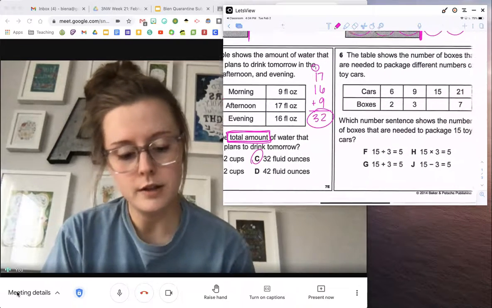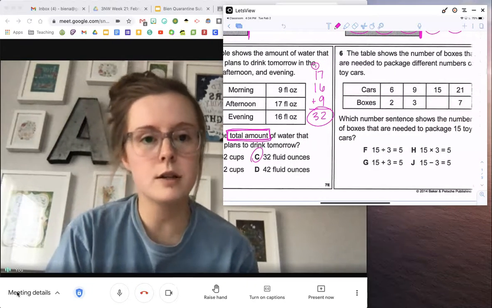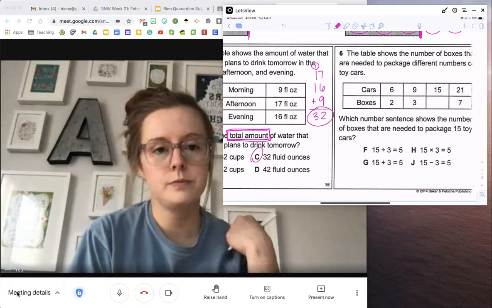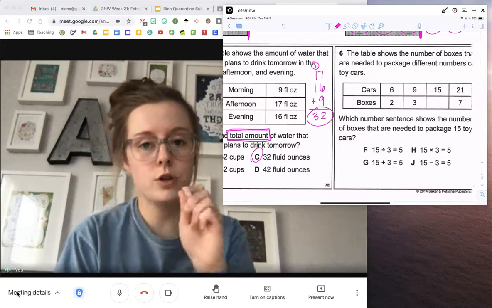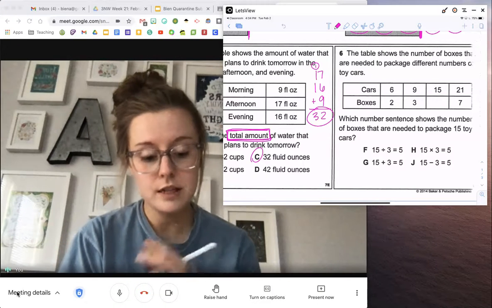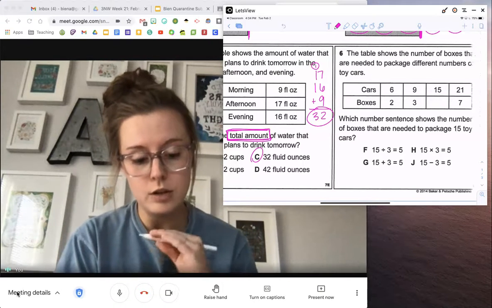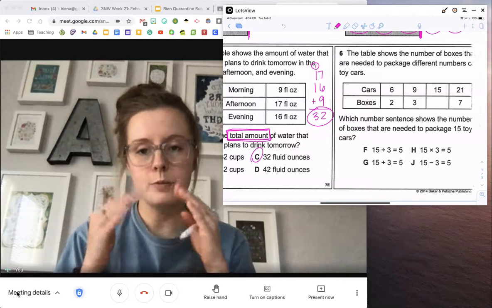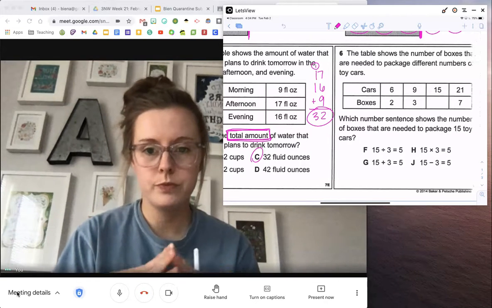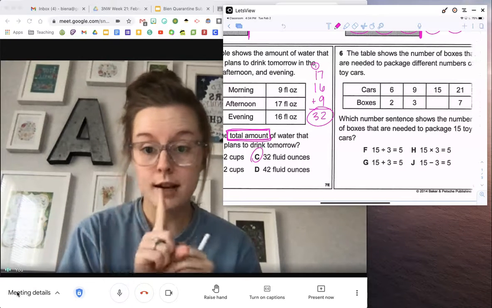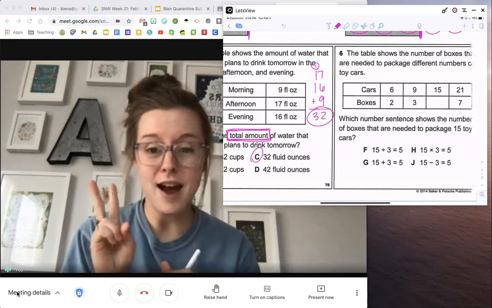Alright, last one. The table shows the number of boxes that are needed to package different numbers of toy cars. Okay, so remember, we don't go cars, cars, cars. We go cars to boxes. So if they have 6 cars, that means that they need 2 boxes. Okay? How did I get from 6 to 2? It's getting smaller, so that means I either subtracted or I divided.